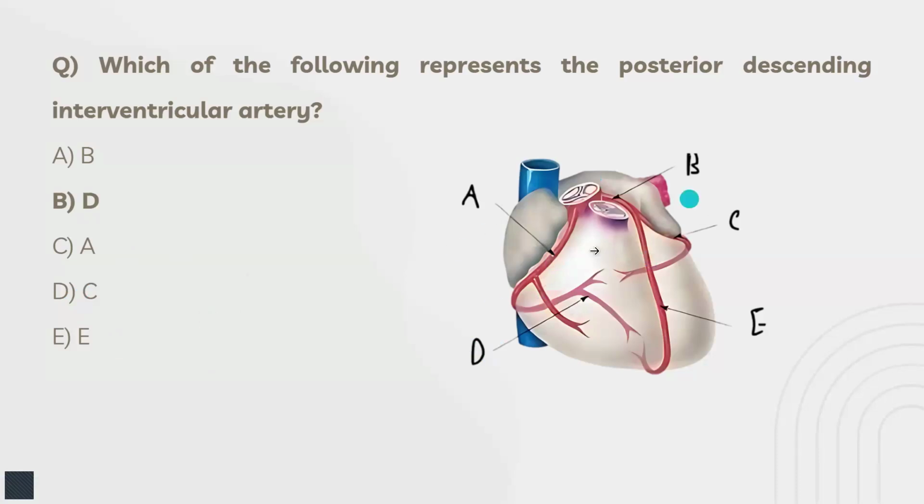Secondly, I'll just explain. First we need to orient ourselves. This is the superior vena cava. This is the inferior vena cava. And so we know we're looking at the heart from anteriorly. This artery here is the right coronary artery. This is the left coronary artery. And if we go around posteriorly, this artery descending the posterior surface of the heart is the posterior descending interventricular artery, or PIA.